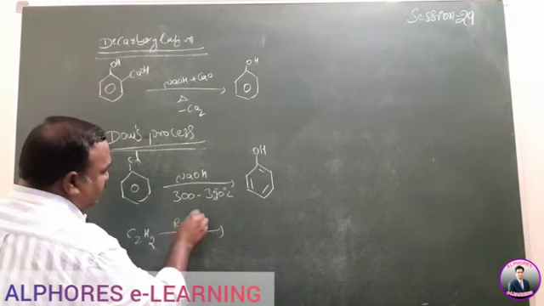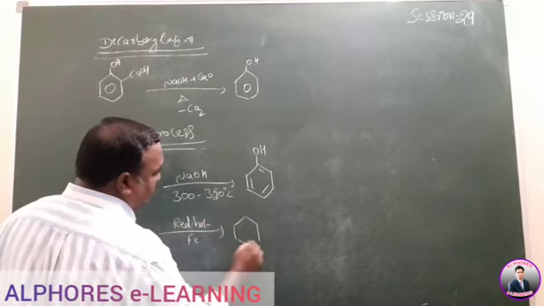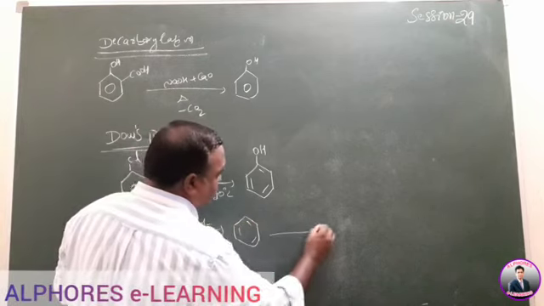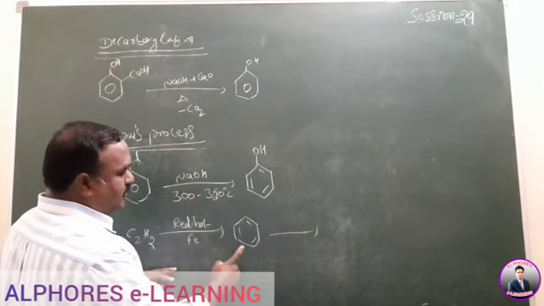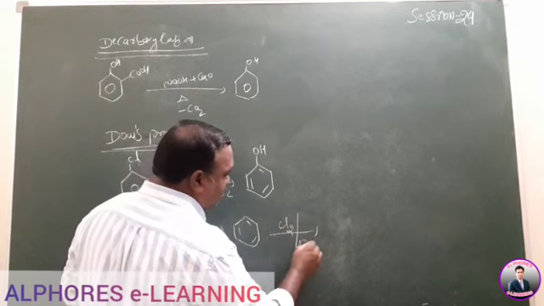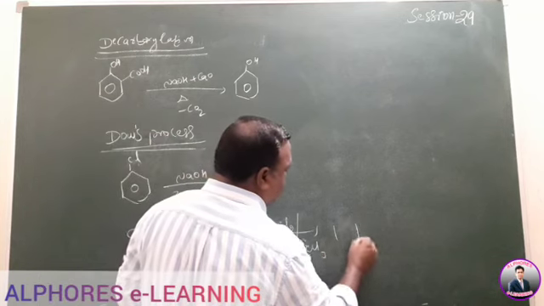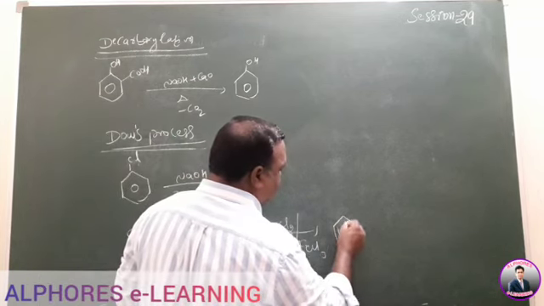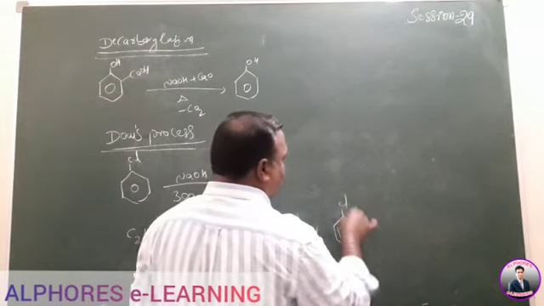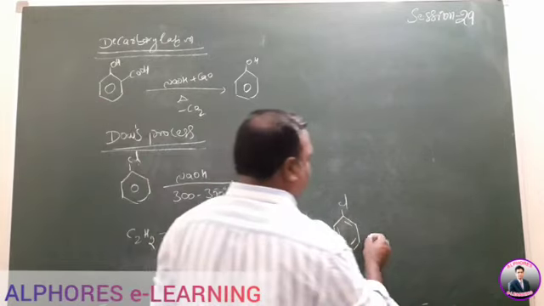For example, here CaC2 or acetylene, C2H2, is given. A red hot iron tube, nothing but high temperature, is given. It forms benzene, a trimerization reaction. After the trimerization reaction, benzene is formed. The benzene compound undergoes an electrophilic substitution reaction, halogenation, where H plus is substituted by Cl plus. The first step is the electrophilic substitution step. Cl plus is the incoming electrophile.